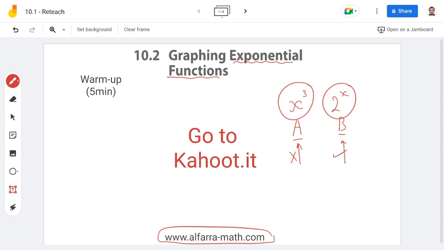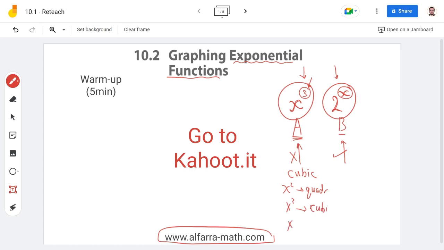Why? Now let's explain the difference between this one and this one. As you can see, here we have a variable base, and the power is a constant number. Here the base is a constant number, but the power is a variable, which is always changing. What do we call function A? We call it a cubic function. We learned about x to the power of 2. We call that a quadratic function, right? X to the power of 3, we call a cubic function.